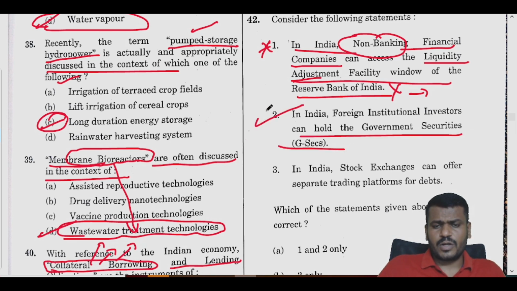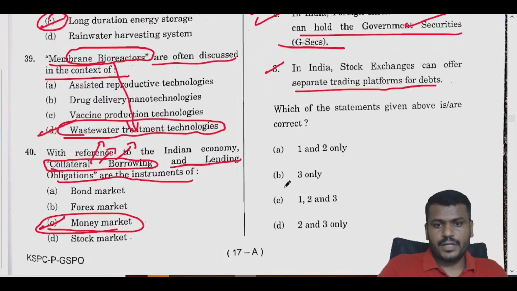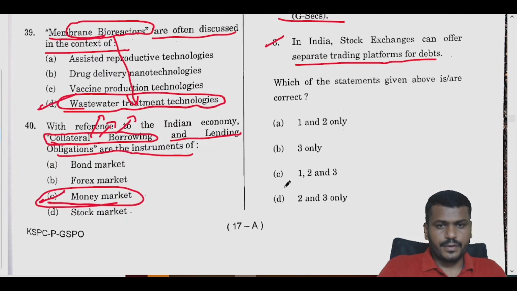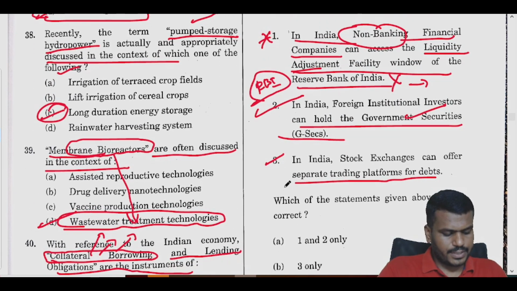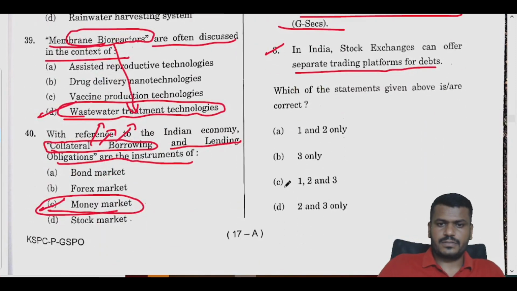In India, the foreign institutional investors can hold government securities. See, earlier it was not there. Recently, RBI allowed it. So now FIIs, that is foreign investors, can definitely invest in government securities. Recently it was announced, guys. Third one, in India, the stock exchanges can offer a separate trading platform for debt. Yes, definitely true. So statements 2 and 3 are correct. The first one is not correct, guys.